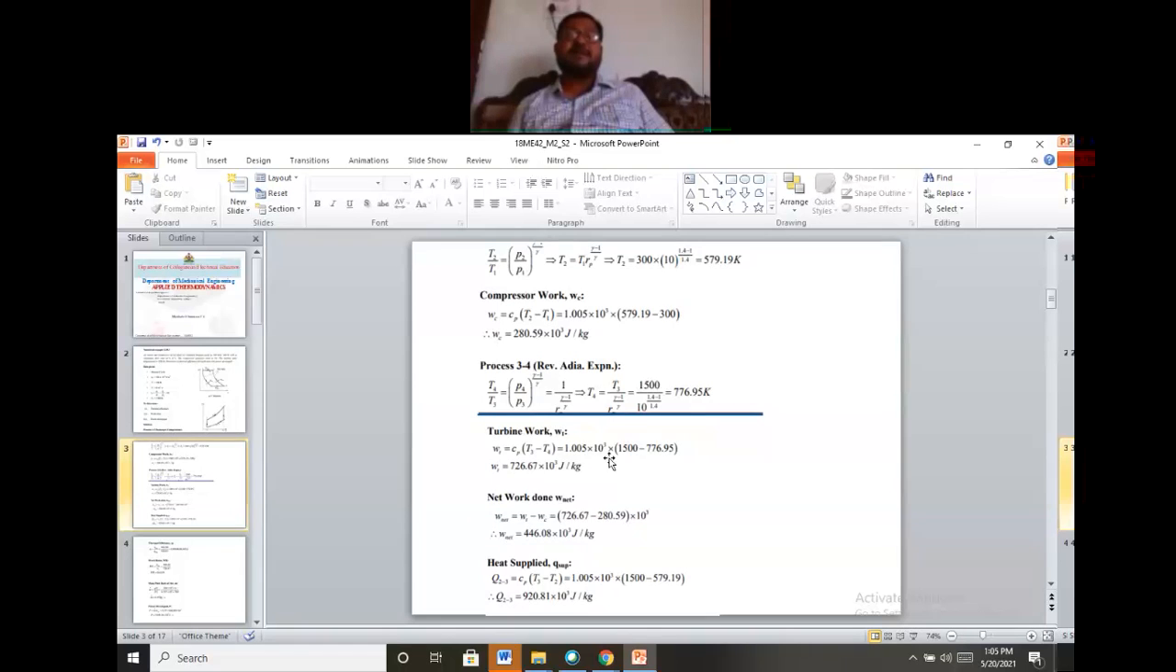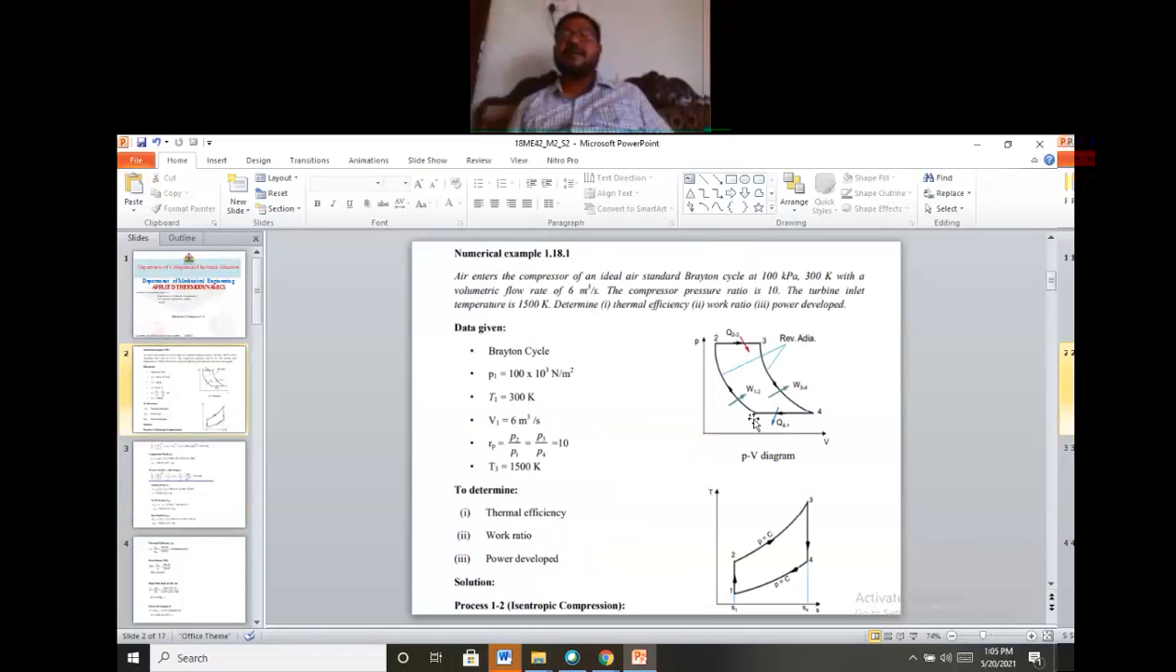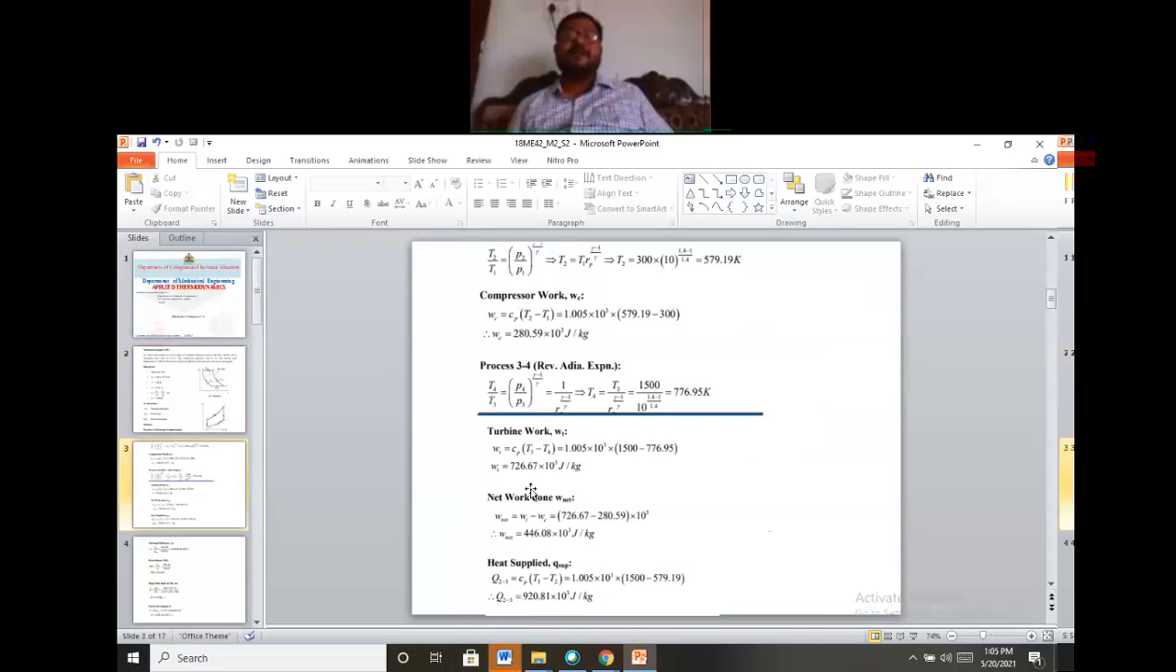Turbine work, where does it come, you see here. Work output is the turbine work. Work input is the compressor work. Turbine work occurs in 3 to 4. That's why turbine work is equal to Cp into T3 minus T4, 1.005 into 10 to the power of 3, kilojoules converted into joules, into 1500 minus 775.95. 1500 is given, 775 you have calculated. Turbine work is 726 into 10 to the power of 3 joule per kg.